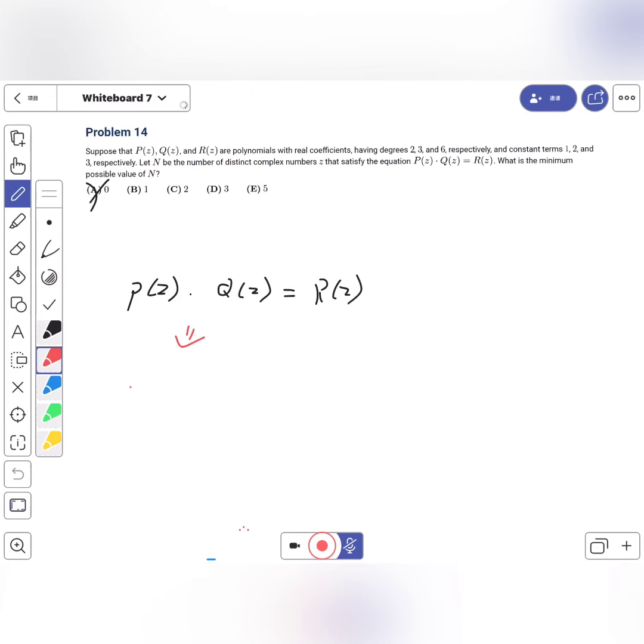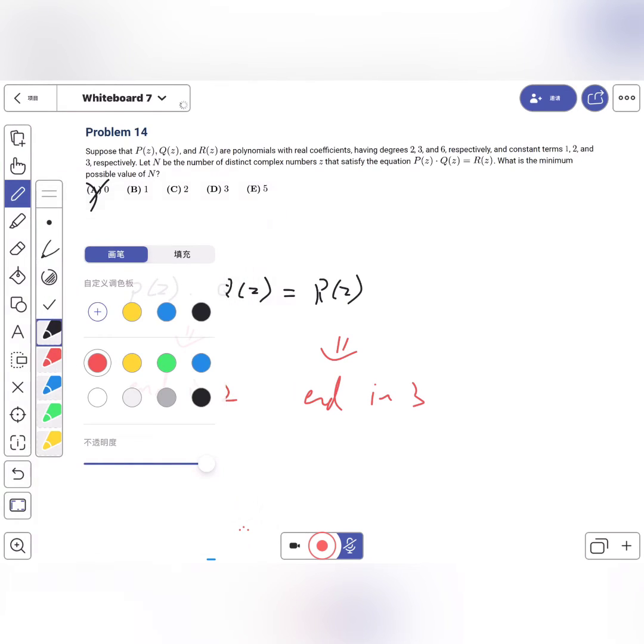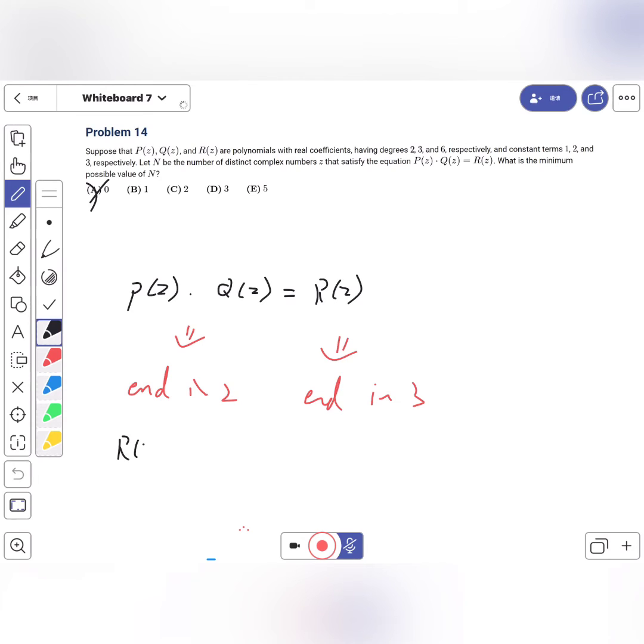So this one will end in 2, and this one will end in 3. So if we subtract, then R of z minus P of z times Q of z equals blah blah plus 1, and that's equal to 0. So what is this mass?